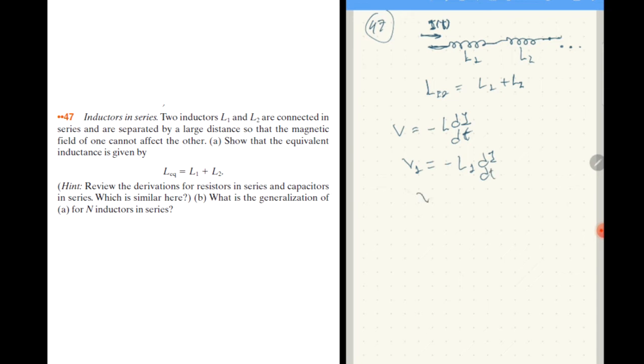And for inductor number 2, we have the negative of L2 times the derivative of the current with respect to the time. And you should know that this is the same current, because the inductors are connected in series, so the current passing through them is the same.